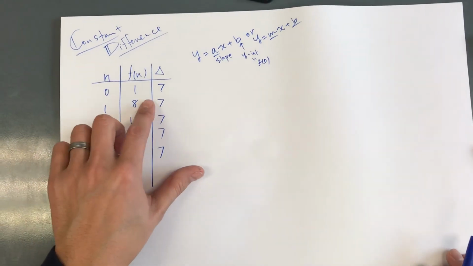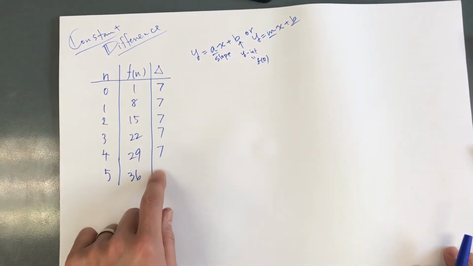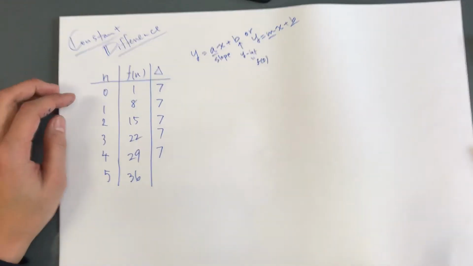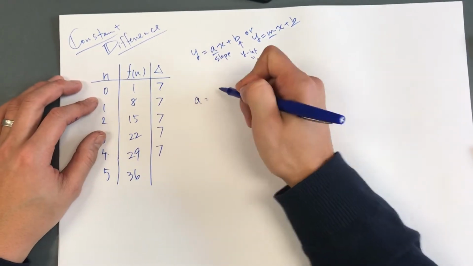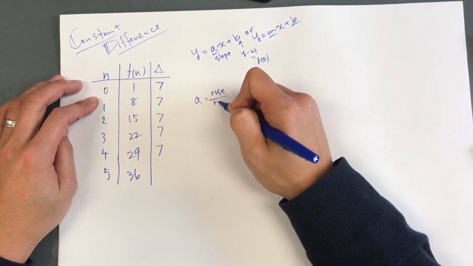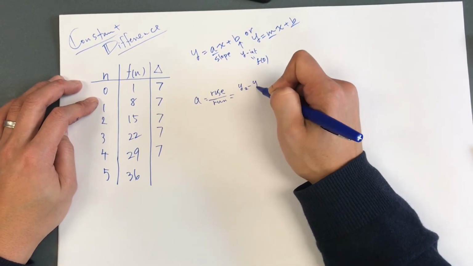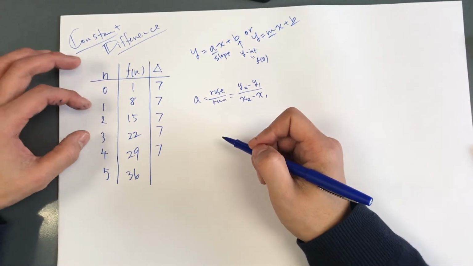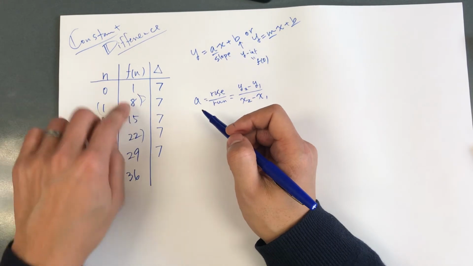So let's find the slope first, because having the constant difference guarantees that we do have a linear function that fits this table. So let's find the slope. Slope is going to be rise over run, right? Or y sub 2 minus y sub 1 over x sub 2 minus x sub 1. So let's pick two pairs, right? 1 and 8 and 3 and 22, right?